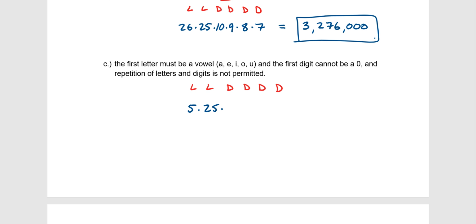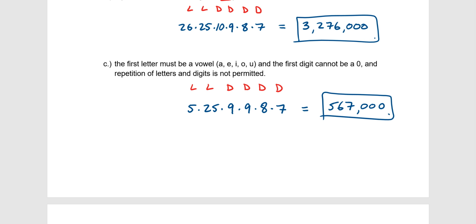For digits, the first digit cannot be a 0, so there's only 9 options. And the rest of the digits can be anything. Since it can be anything, but we took out one of them, it's going to start at 9, and then the other ones are going to be 8 and 7, because repetition is not allowed. Okay, so we multiply these together. 5 times 25 times 9 times 9 times 8 times 7. We get 567,000 different arrangements.